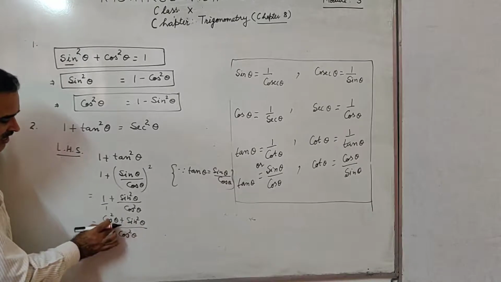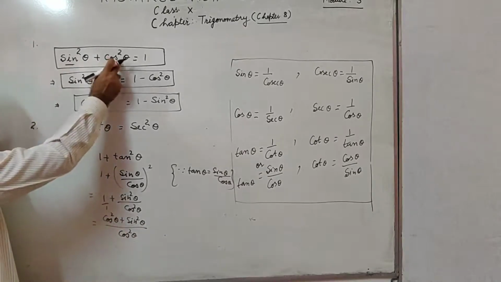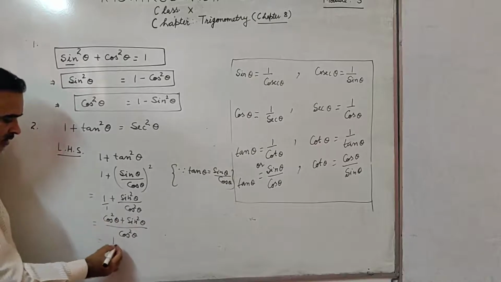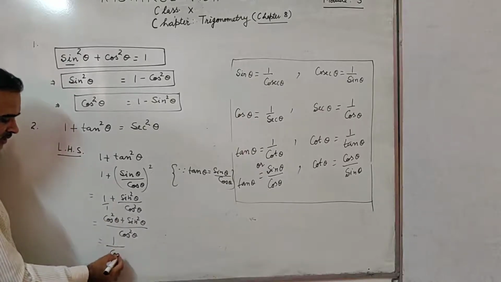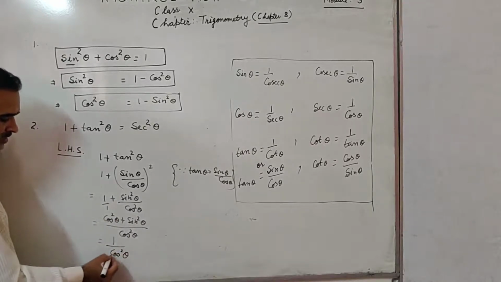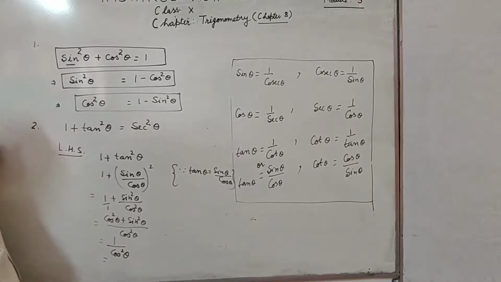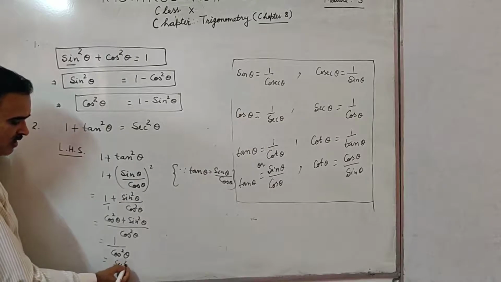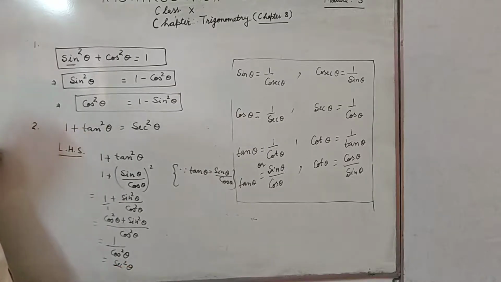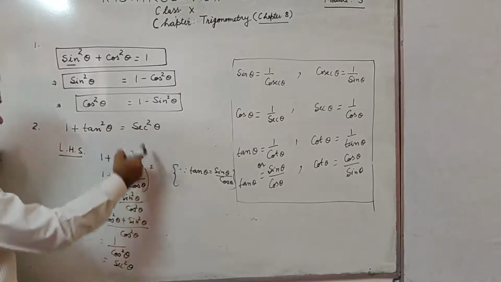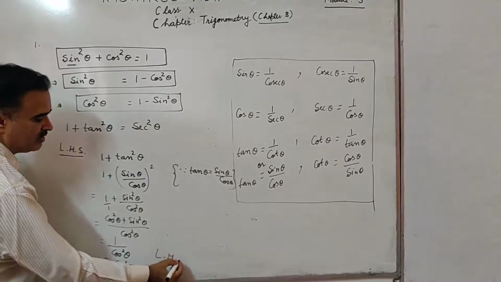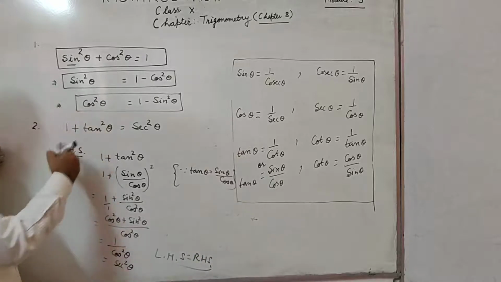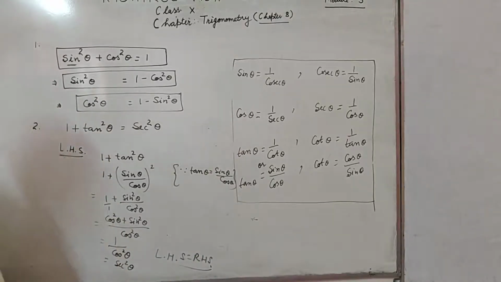And what is this, my child? You know sine square theta plus cos square theta equal to 1. So in place of this, we can write 1 upon cos square theta. What is 1 upon cos? 1 upon cos is sec. So we can write secant square theta. So LHS equal to RHS.